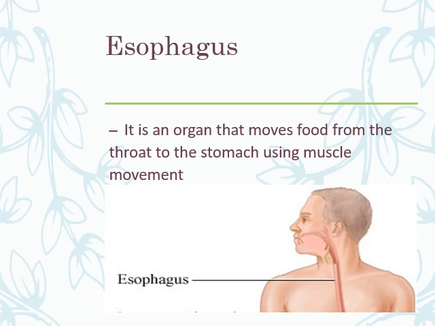At the inferior end of the esophagus is a muscular ring called the lower esophageal sphincter or cardiac sphincter. The function of this sphincter is to close off the end of the esophagus and trap food in the stomach.